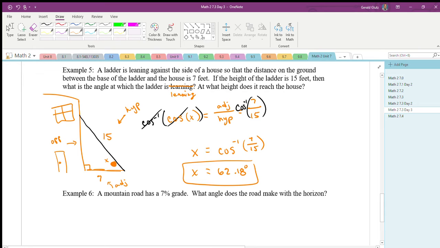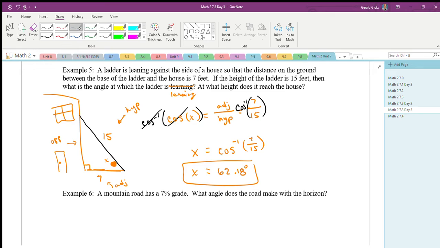At what height does it reach the house? So now we've got to figure out this third side. There are a few different ways we could do that. Let's use a different color here, let's use blue. We could use the Pythagorean theorem to find the side, or we could use some trig functions. Let's call this side y. I'm just going to use trig functions since we've been using trig functions.